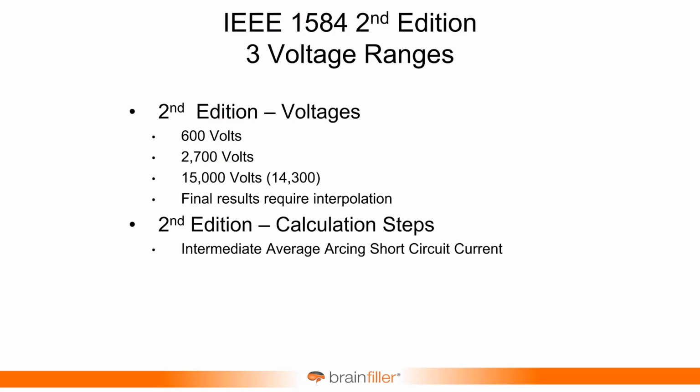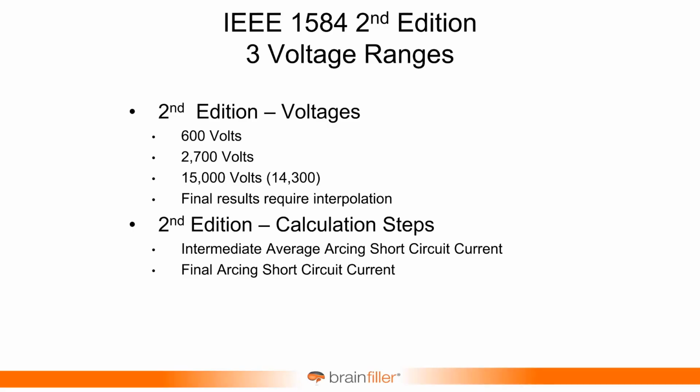The calculation steps, there's the intermediate average arcing short circuit current. And that's the initial calculation that I was talking about. Next, you calculate the final arcing short circuit current by interpolating for the actual system voltage. Then after that, there is what's referred to as the minimum arcing short circuit current. So you begin with the intermediate. That's the initial. That's going to be at 600 volts or 2700 or 14.3. And once you go through that, and you go through all the other calculations for the arc flash boundary, incident energy, then you go back and there's the adjustment factor.